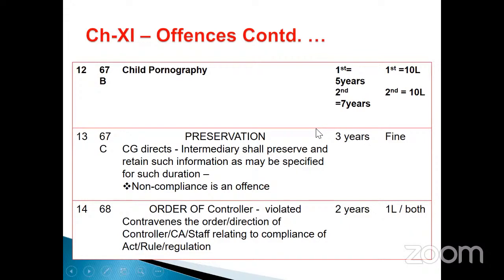67C, you are supposed to maintain the records. If you do not maintain the records, non-compliance, it is punished with 3 years imprisonment. Sorry, imprisoned with 3 years and fined with some amount. 68, controller. 68 is not there in your syllabus. I'm sorry.